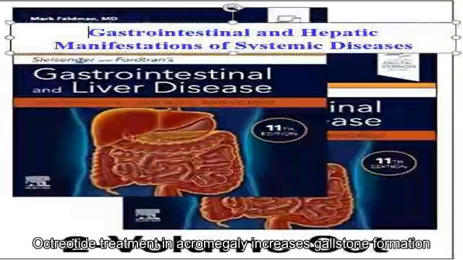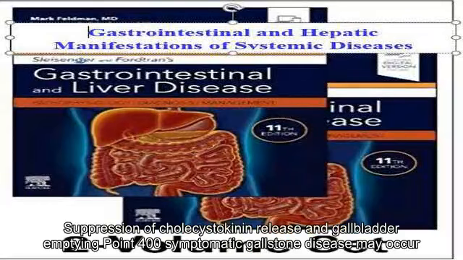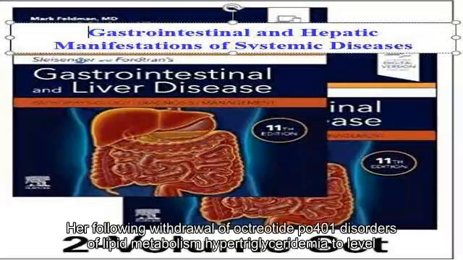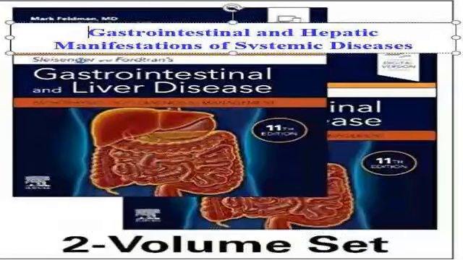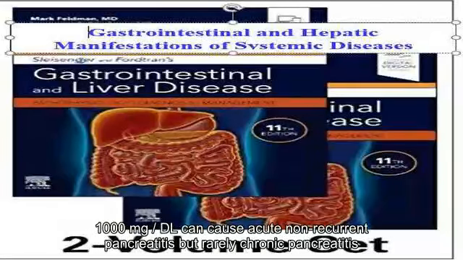Octreotide treatment in acromegalics increases gallstone formation, probably owing to suppression of cholecystokinin release and gallbladder emptying. 400 Symptomatic gallstone disease may occur following withdrawal of octreotide. 401 Disorders of lipid metabolism. Hypertriglyceridemia to levels above 1000 mg/dl can cause acute and recurrent pancreatitis but rarely chronic pancreatitis.